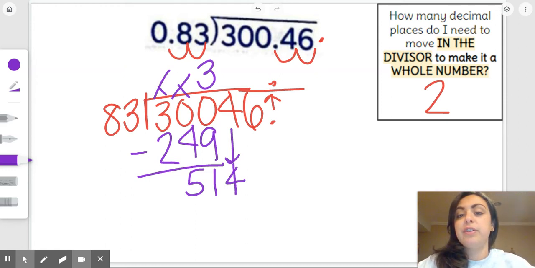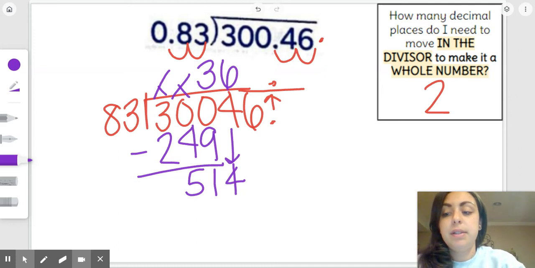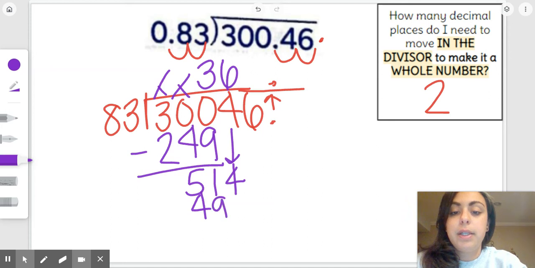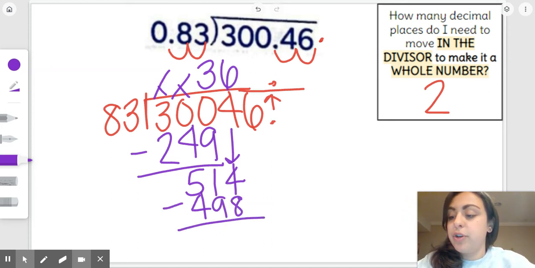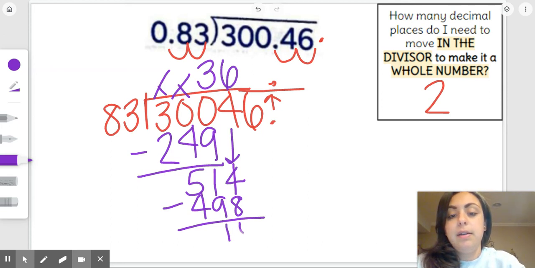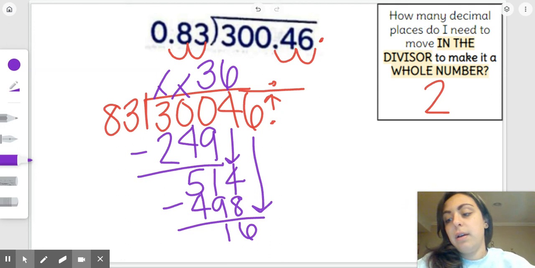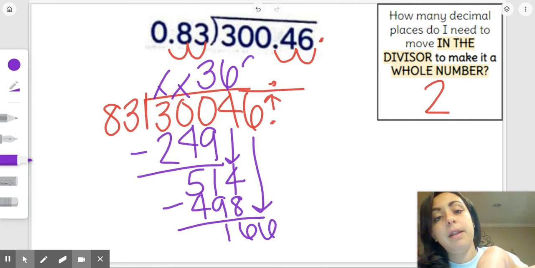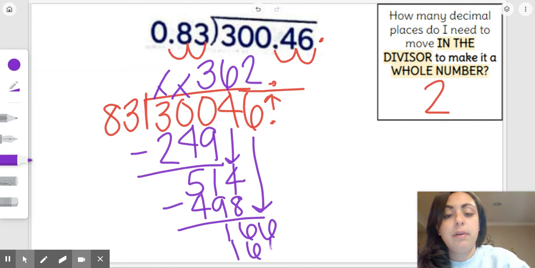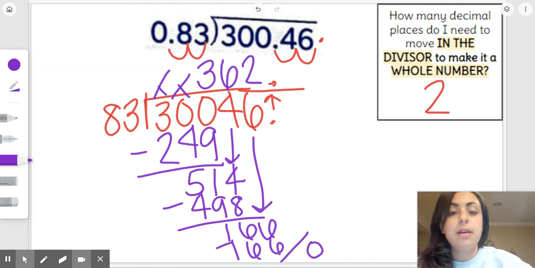83 can go into 514. Well, it's got to be more than 3. And in fact, it goes in 6 times. So 6 times 83 equals 498. When I subtract 514 minus 498, I get 16. Bring down that 6. And when I divide 166 divided by 83, 83 goes in there twice. So I subtract, and I get 0.